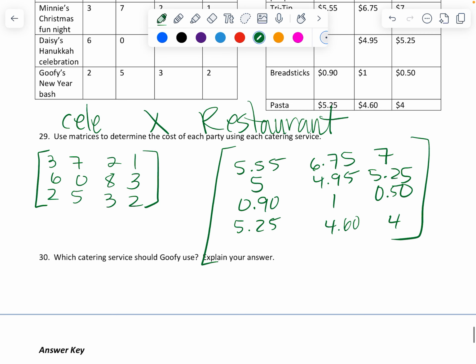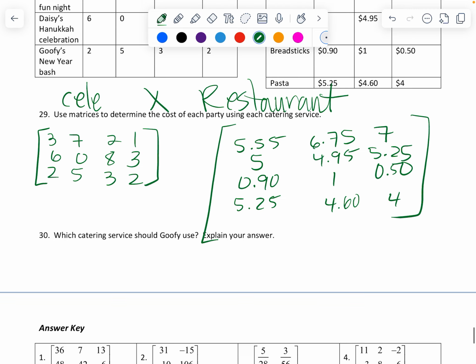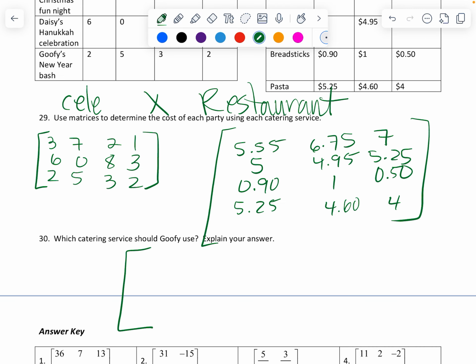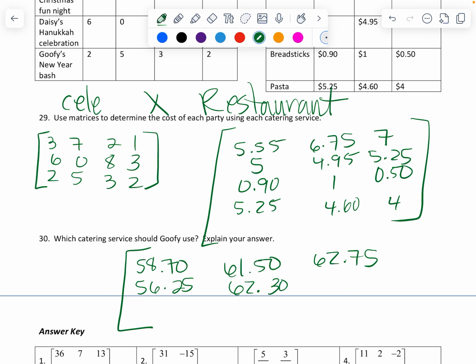And hopefully you put this into a calculator on the computer, and you should have gotten 5870, 6150, 6275, 5625, 6230, 58, 4930, $50.45, and $49.75. Okay? Remember, these are the celebrations.